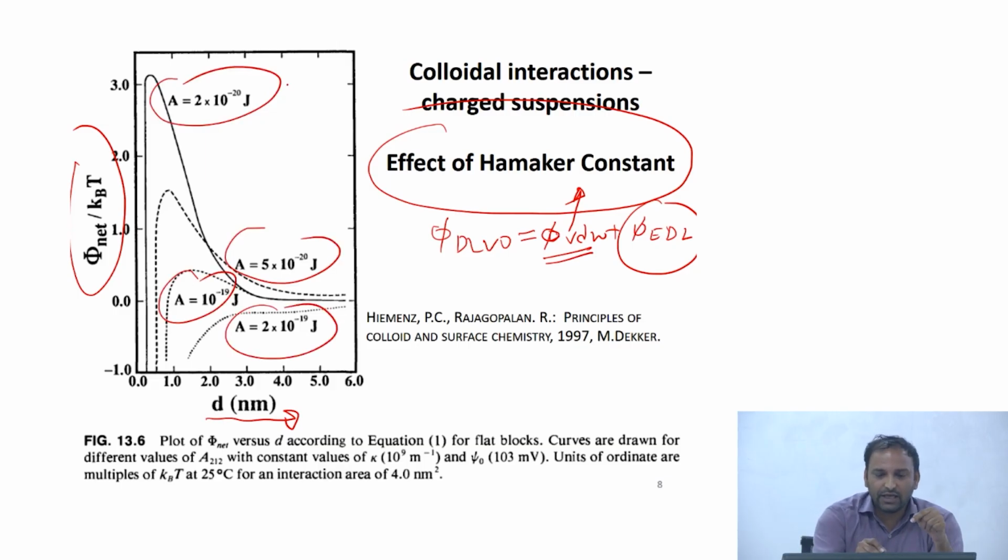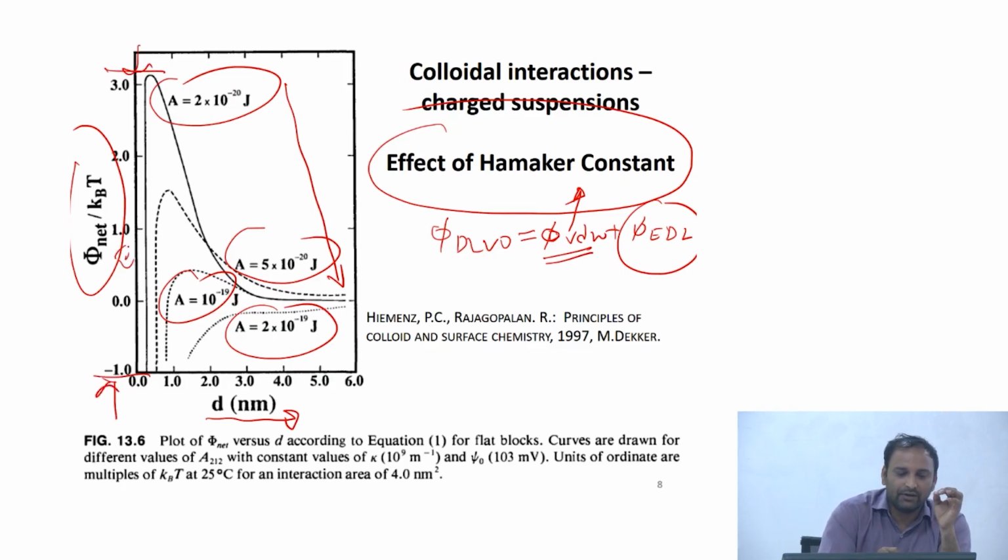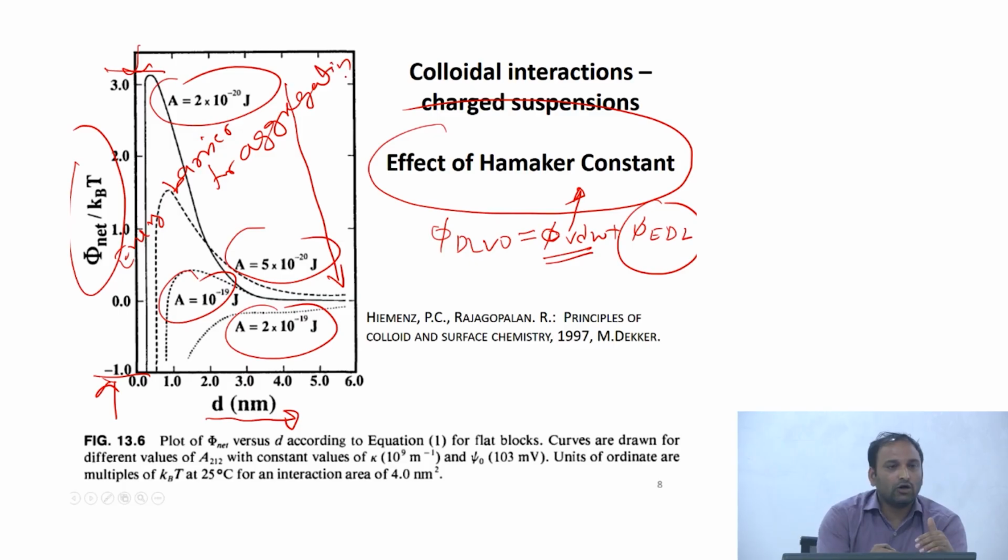If I increase the Hamaker constant, you can think about this barrier as an energy barrier for aggregation. If the total interaction potential is negative, that means if I somehow ensure that the particles do not come to a distance smaller than the distance corresponding to this vertical line, any distance less than this, the particles would continue to remain in a well dispersed state.